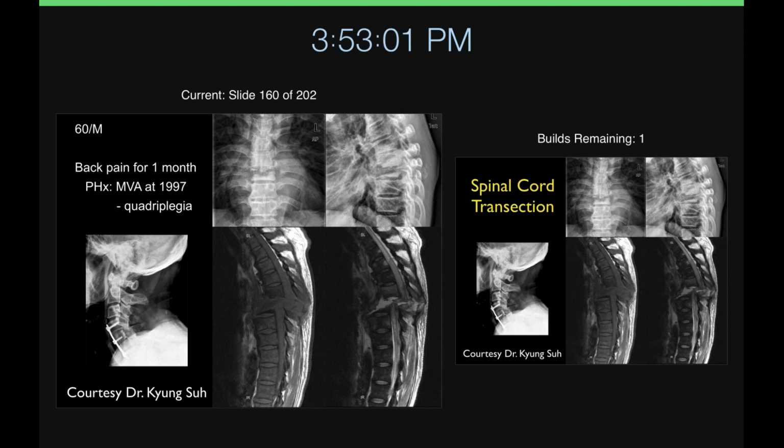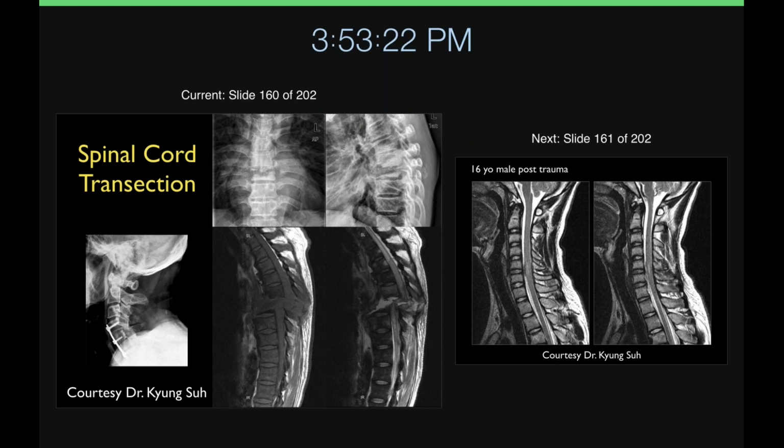Six-year-old, back pain for one month. Normal or abnormal? It's another chance fracture, clear through, and significant posterior translation of the upper spine. The patient already has a fusion up above. Yeah, and this completely transected the spinal cord.